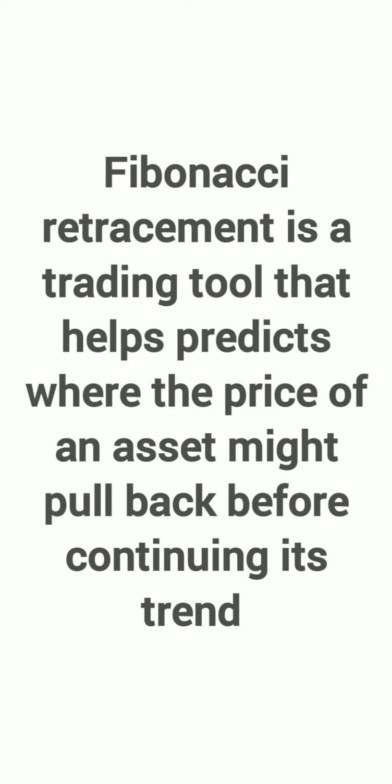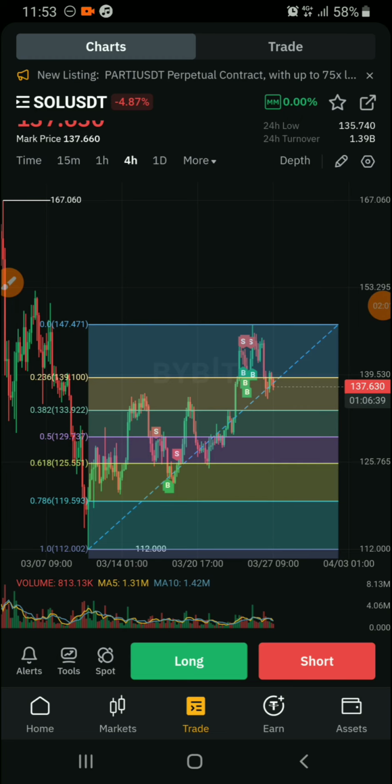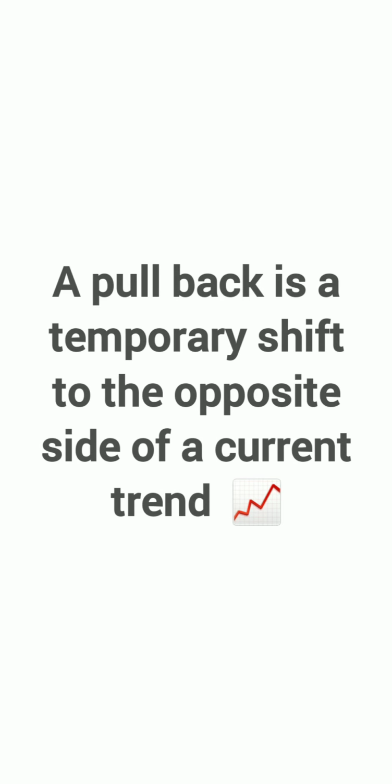I'm going to repeat it again. Fibonacci retracement is a trading tool that helps predict where the price of an asset might pull back before continuing its trend. Remember, I said it helps to predict where the price of an asset might pull back, right? Now, what does pullback mean? A pullback is a temporary shift in the opposite side of a current trend.